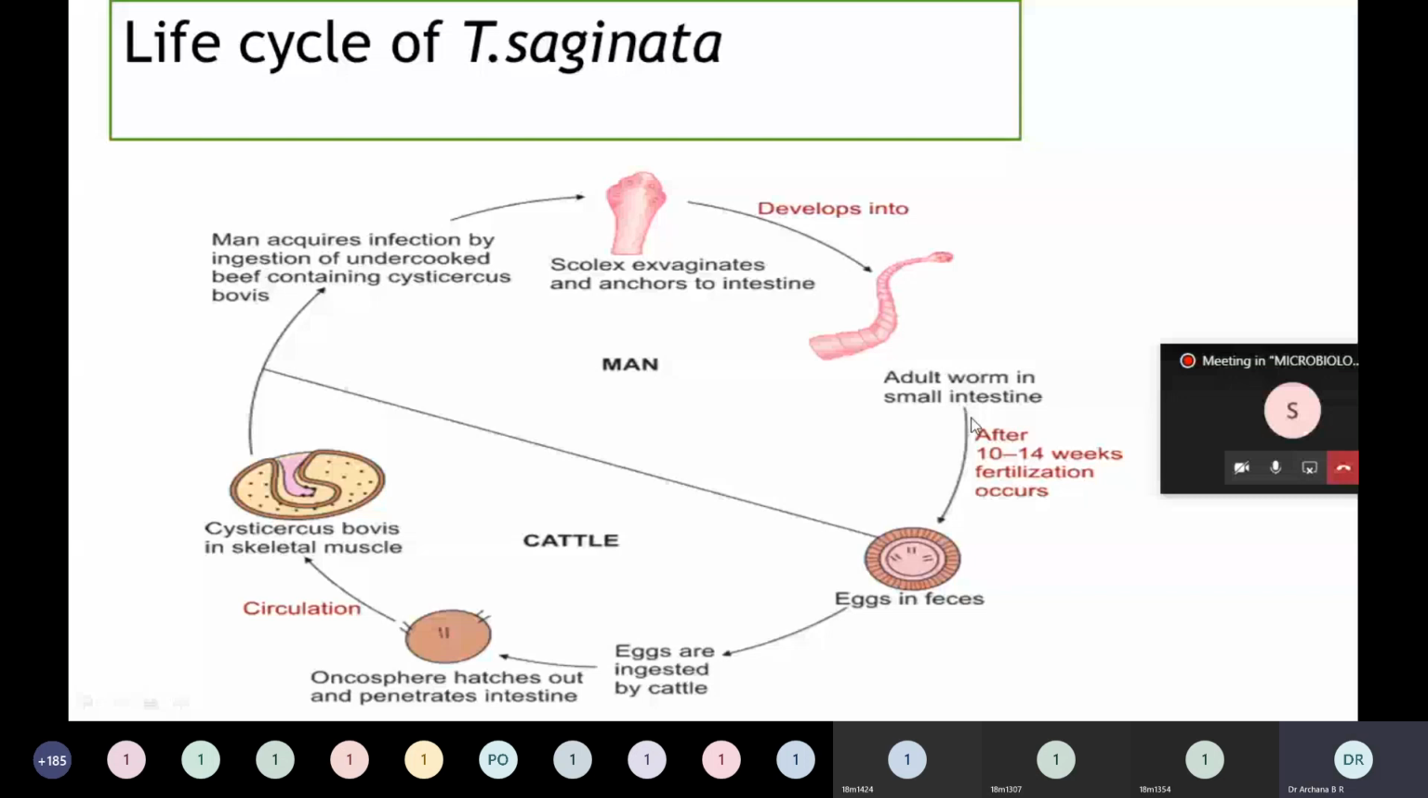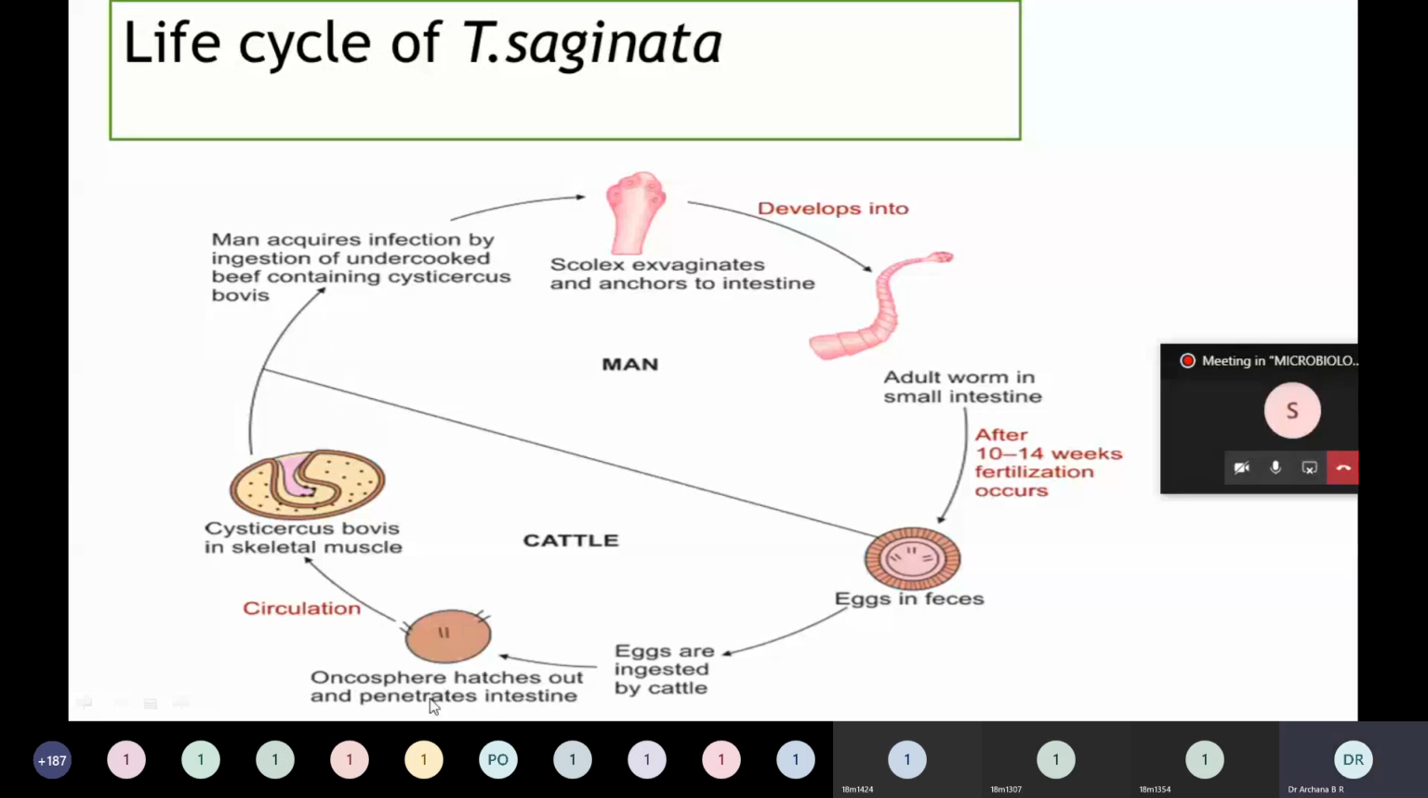After about 10 to 14 weeks, fertilization occurs and there is development of eggs and of the embryo, that is the hexacanth embryo, and there is passage of eggs in the feces. These eggs are ingested by the cattle while grazing in the field.